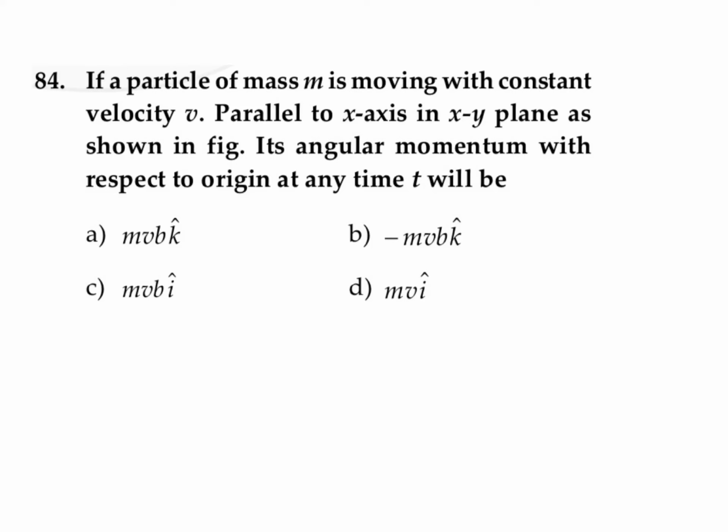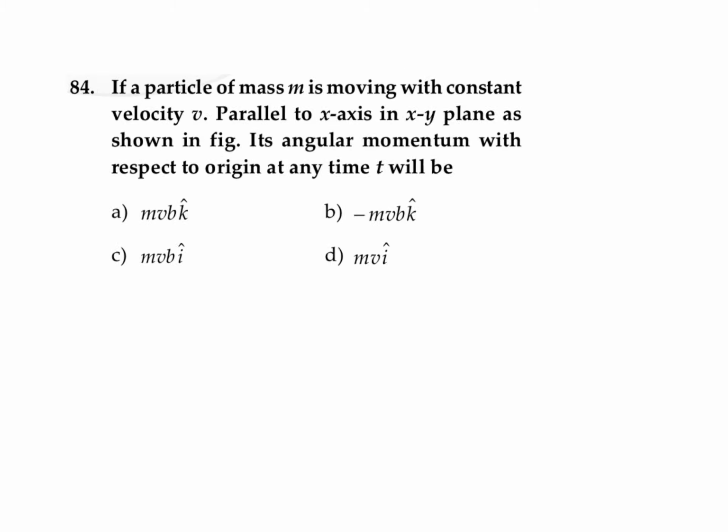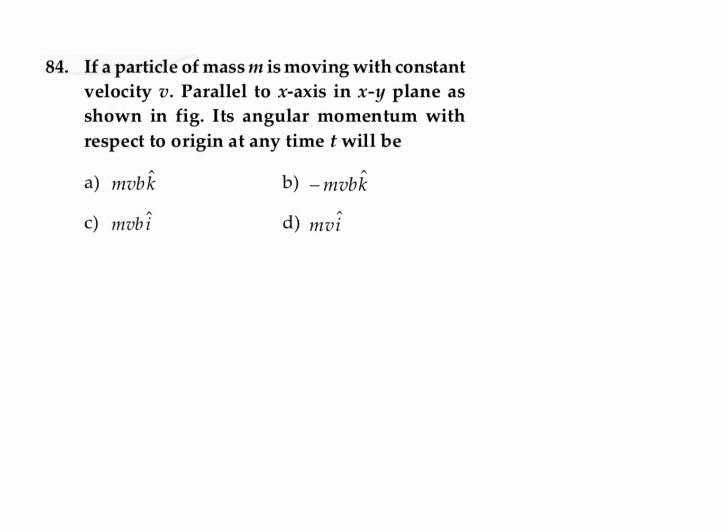In this question, it is given that a particle of mass m is moving with a constant velocity v parallel to the x-axis in the xy plane as shown in the figure. Its angular momentum with respect to the origin at any time t will be. So over here, actually they have not mentioned the diagram. So let's see what the diagram looks like.